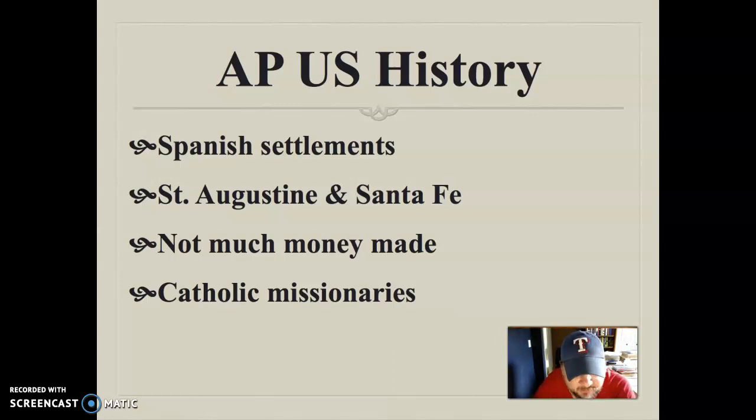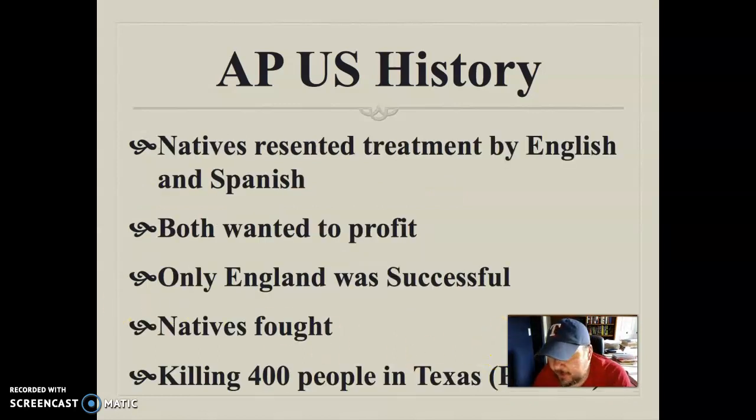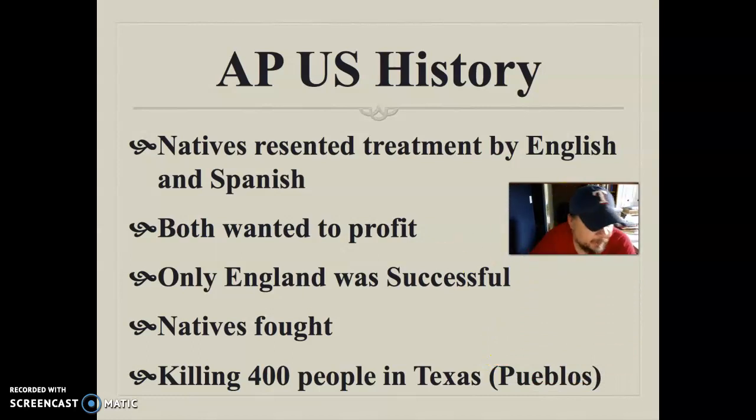Now, there was a difference in the way that Native Americans were treated by both the Spanish and the English. The Native Americans resented treatment by both the English and the Spanish. Obviously, they were both looking to profit off relationships with Native Americans through trade, through taking land. Both wanted to profit. The big difference was only England was successful at doing that, at least in North America. The other thing, and the similarity, was the natives definitely fought back against both the English and the Spanish as they tried to settle.